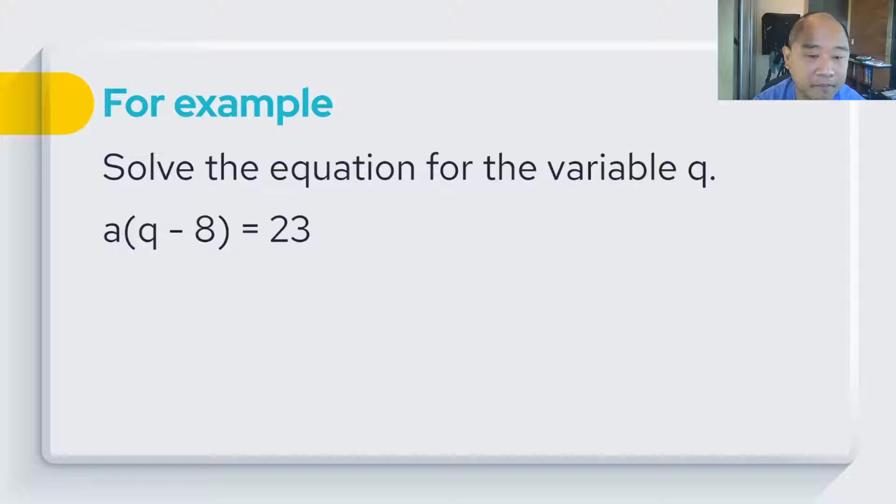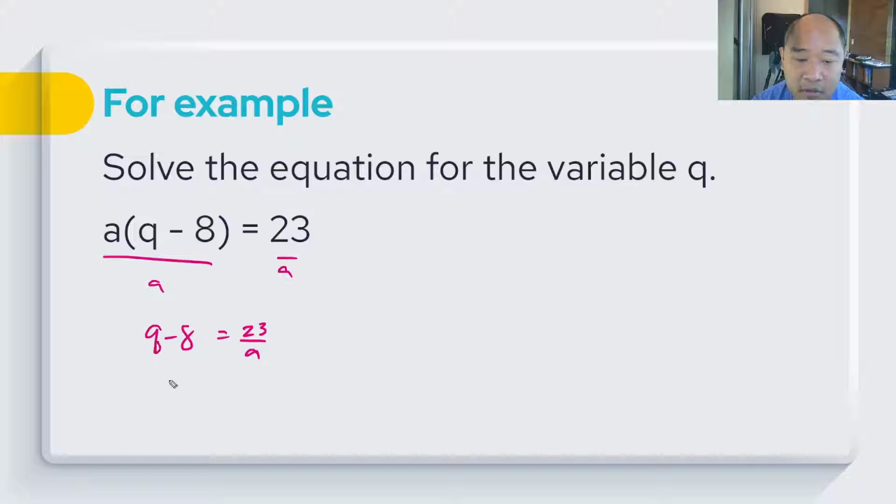Okay. I'd like you to do this one now. A times the sum of q minus 8 equals 23. We're solving for q, so we want to isolate q. We can divide both sides by a. So q minus 8 equals 23 over a.